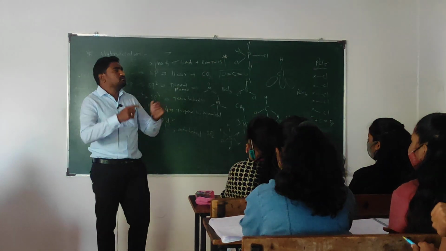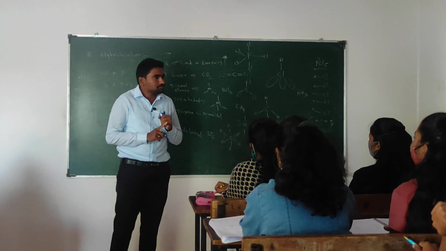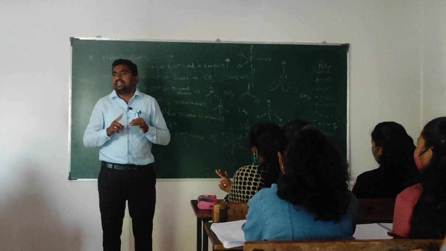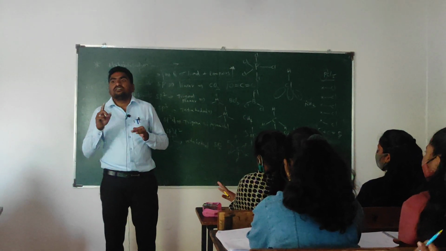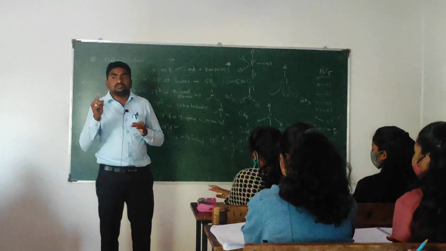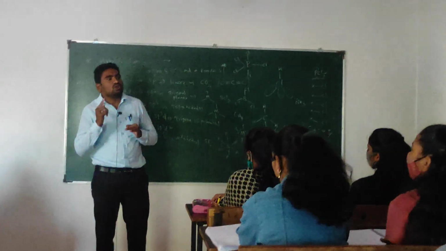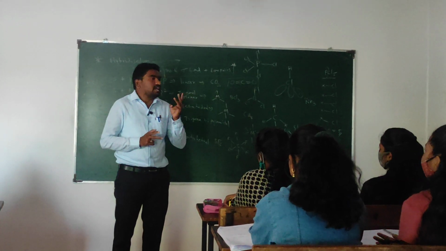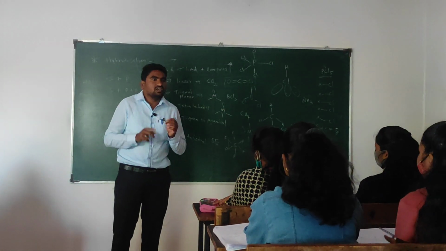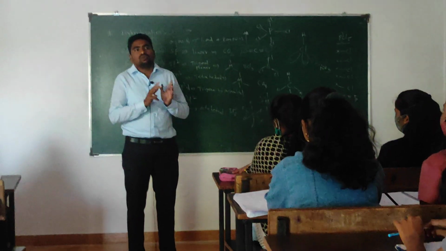So how many types of hybridization do we have? sp hybridization, sp2 hybridization and sp3 hybridization. Does sp4 hybridization exist? No. Why? Because the p orbital has only 3 boxes. So after sp3 we don't have any sp4.